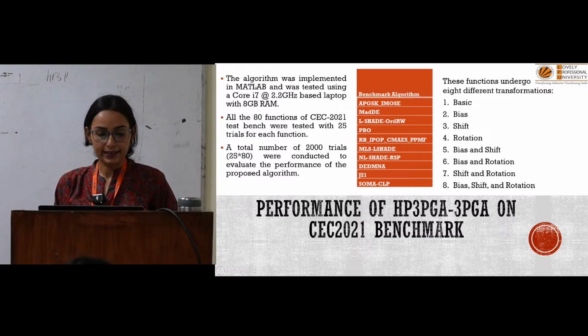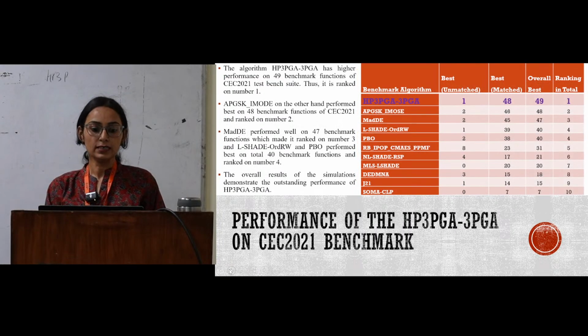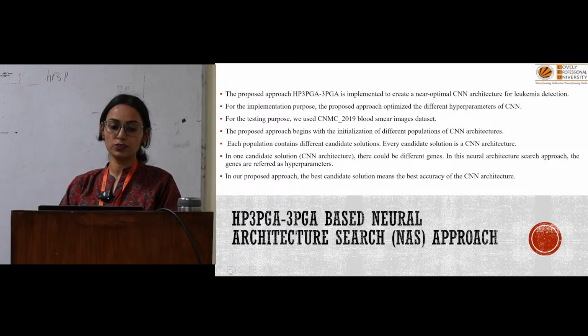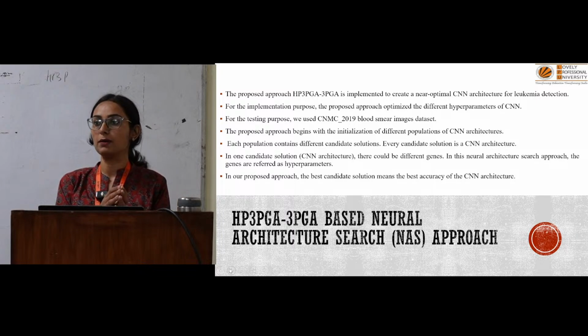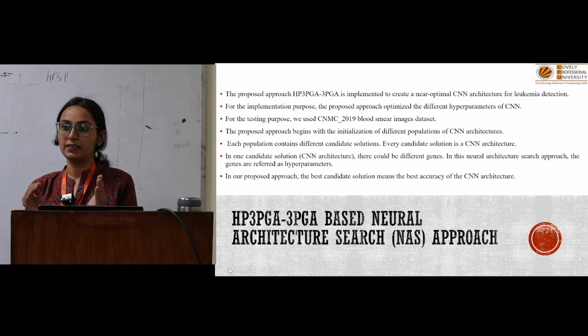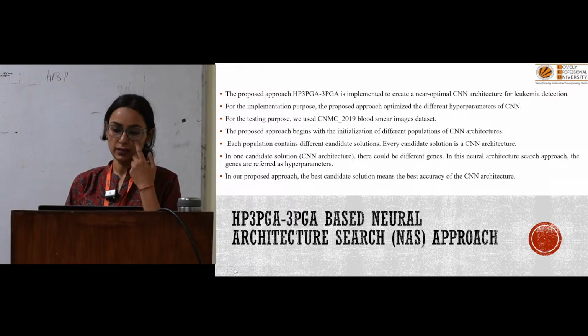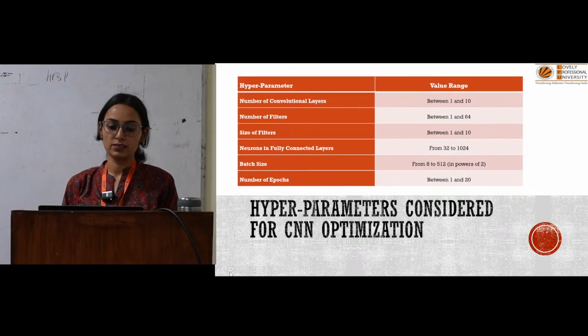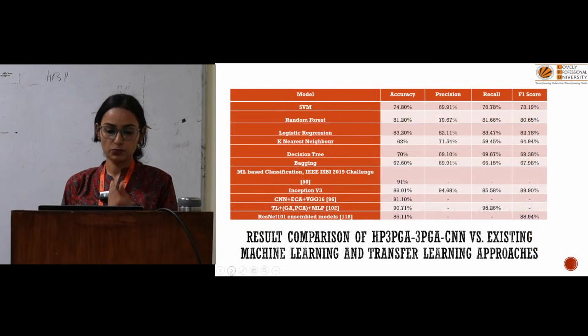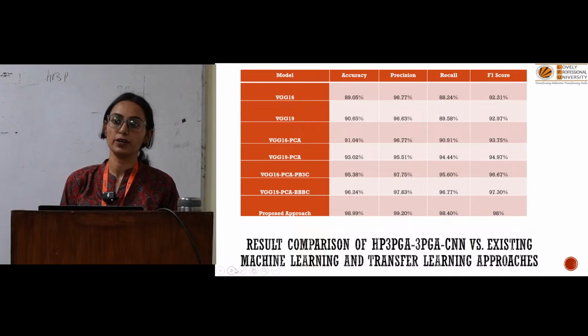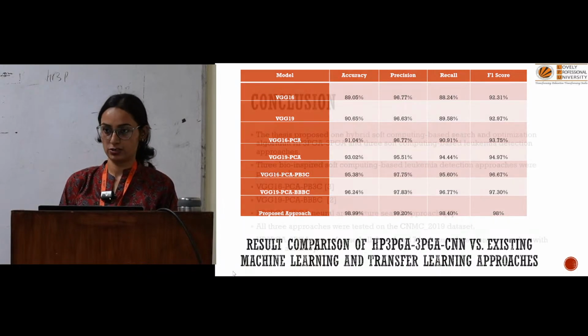Now, the neural architecture search. In this neural architecture search, these were the different hyperparameters considered: the convolution layers, the number of filters, and the size of the filter. Their range was initially specified and provided. So this algorithm, with the help of the parallel parent genetic algorithm 3PGA, was finding the best architecture and moving on. We found the best accuracy in the 82nd generation, that is 98.99%. Then we compared the results with the others here also. This proposed approach outperformed with 98.99% accuracy for the detection.